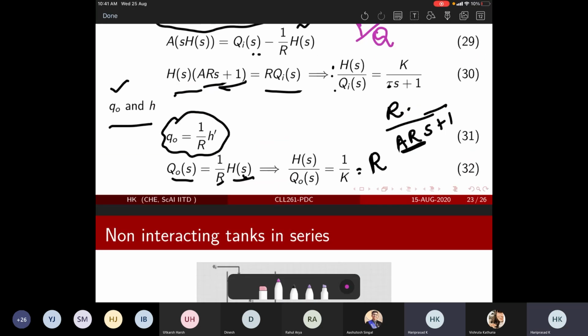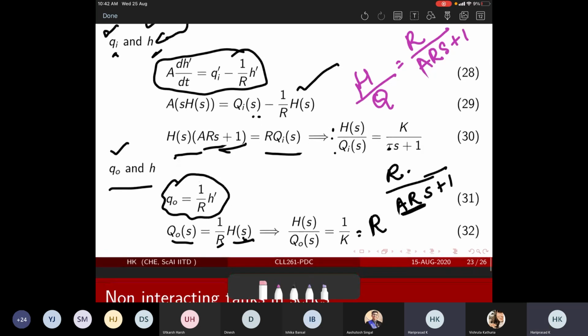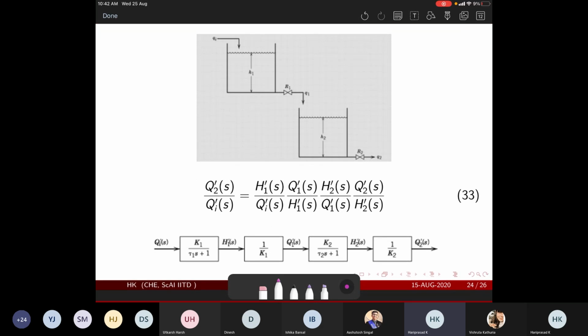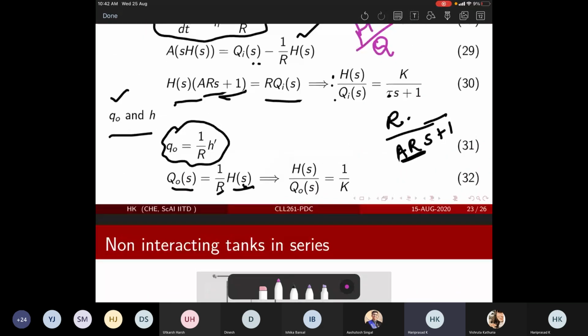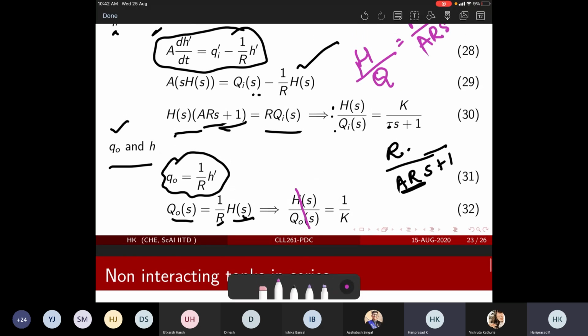Q by H. Okay, so it's a mistake that I made here. Let me correct it. So this is absolutely fine. This is 1 by K. Hope I'm not confusing you, I'm just fixing this typo. So essentially please read it as Q naught of s by H of s, which is 1 by K. So any questions here?